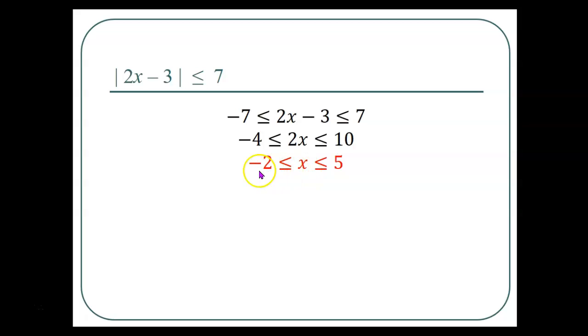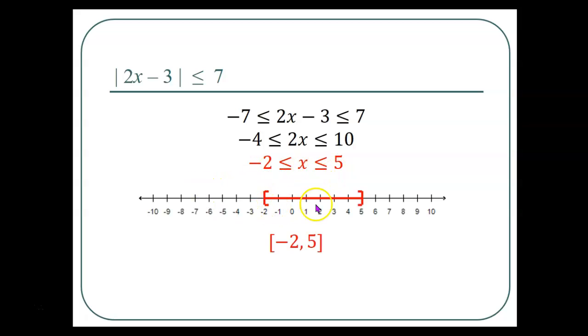This says that x is between -2 and 5. Here it is on the number line here. x could equal -2, could equal 5, or could be anything in between. We show that we are including those endpoints by putting square brackets on the graph and also on the interval notation. This is the interval from -2 to 5, including the -2 and including the 5.